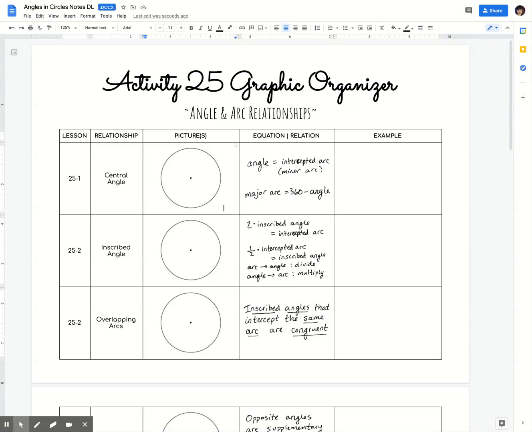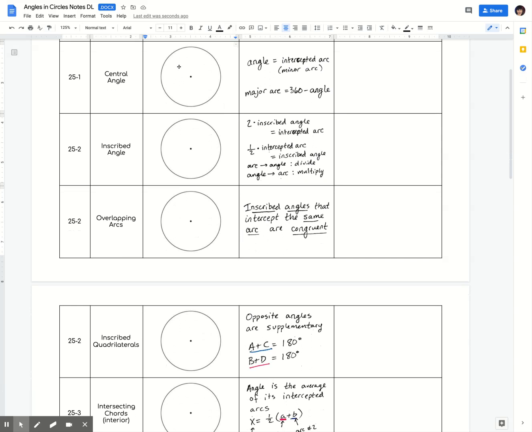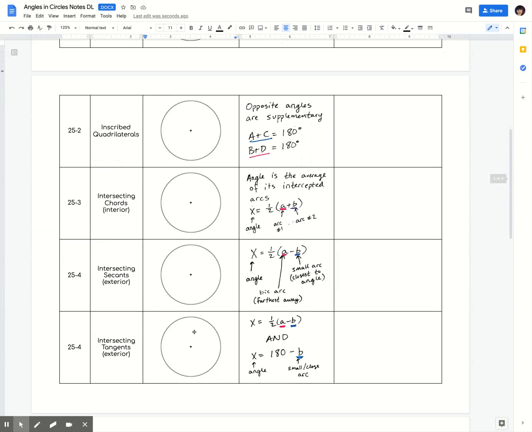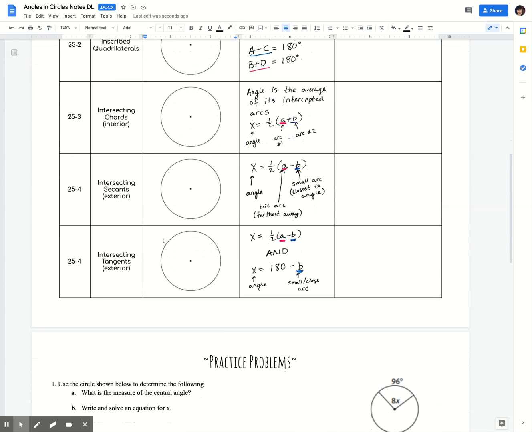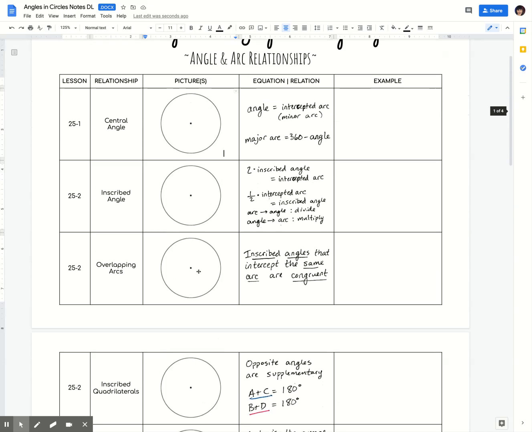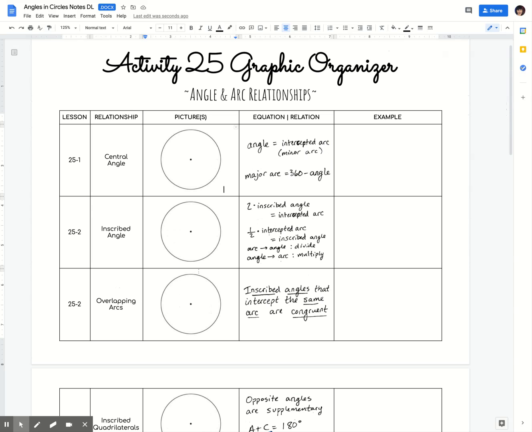Hello everybody. This is your first video on angles in circles. This one's going to look a little bit different because I don't have slides for you. I'm just going to go through some examples and draw out what these relationships look like for these different types of angles. This video will focus just on central and inscribed angles, the first four parts of this graphic organizer, and then you're going to see another video that focuses on these last three. So let's jump into it.